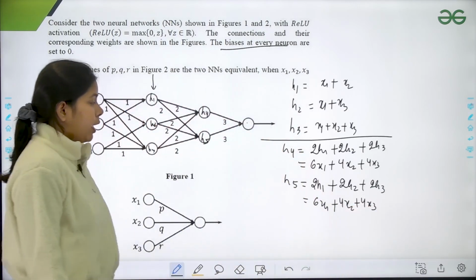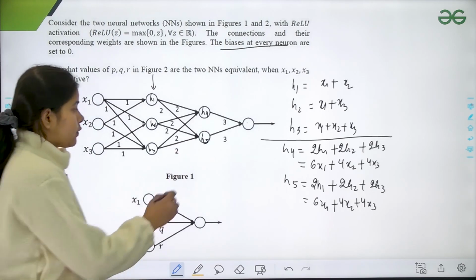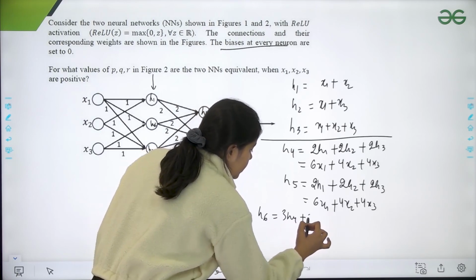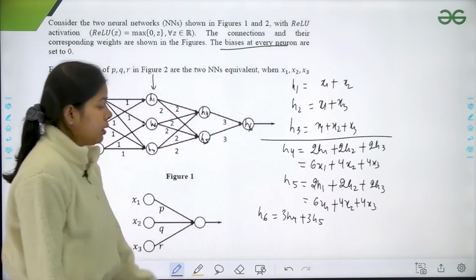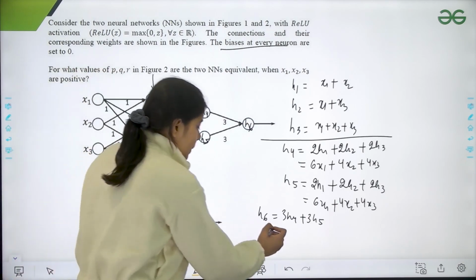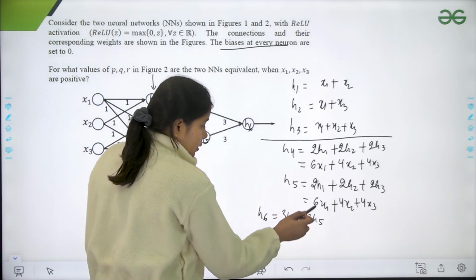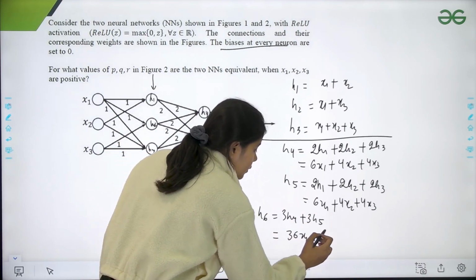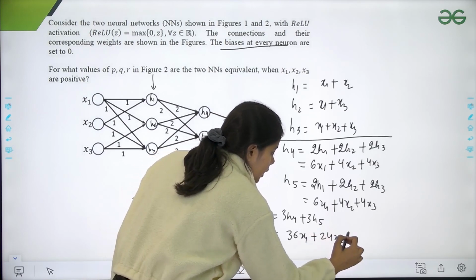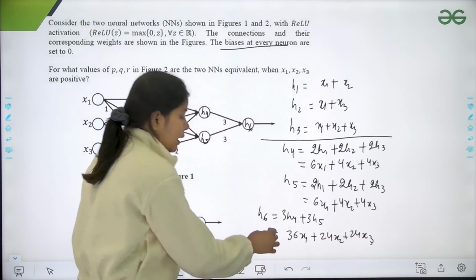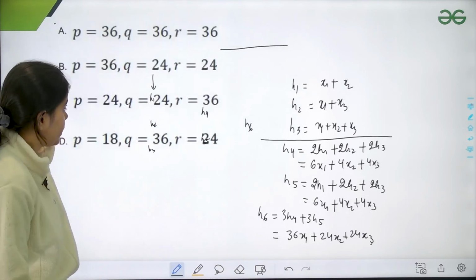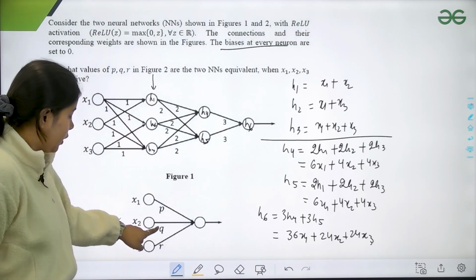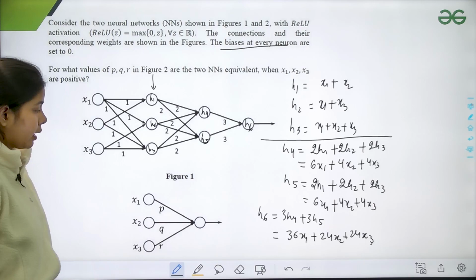Now at this point what would happen, I'll use 3h4 plus 3h5, let's consider this as h6. Then h6 would become 3 of h4 plus 3 of h5. If I solve this, 3 into h4 and 3 into h5, what would I get? I would get 6 threes are 18, 36 x1 and 24 x2 and 24 x3. So you can see here we are getting 36, 24 and 24. If I match the options, PQR 36, 24, 24 would be the correct value, right?